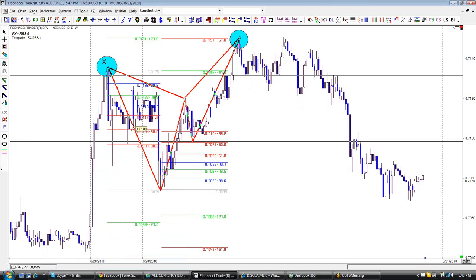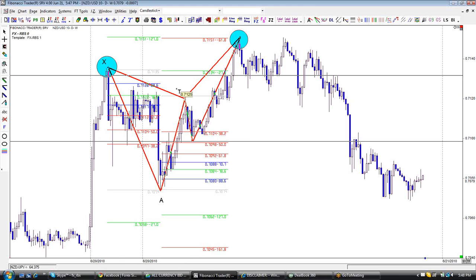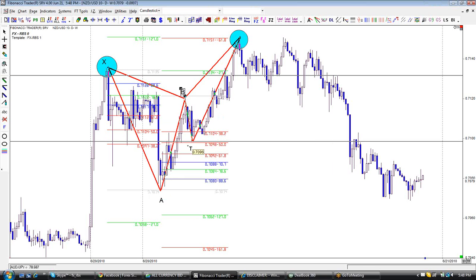Okay, finally, then we have the A, we have the B. Look where the B is formed. We were talking about the 786 level. B is formed right at the 786. Now, C is formed just below the 382.